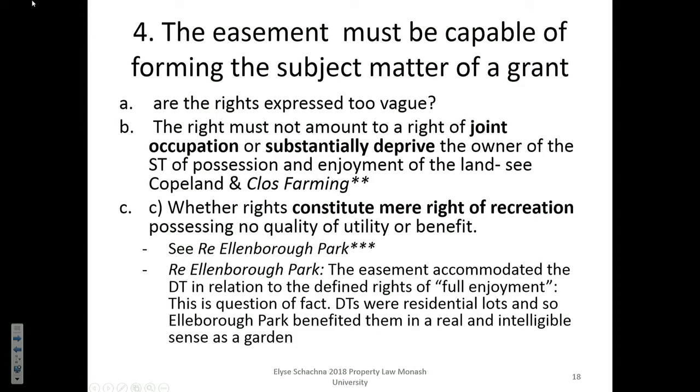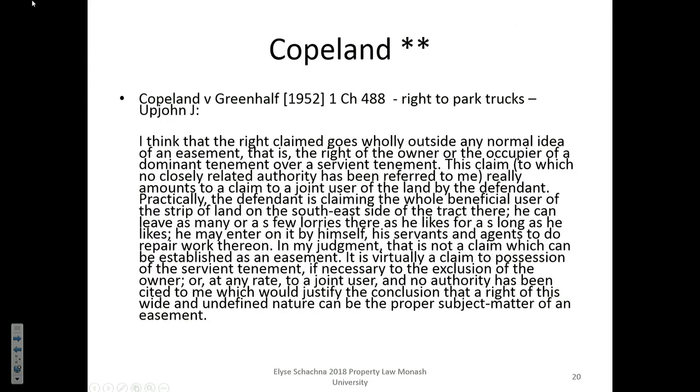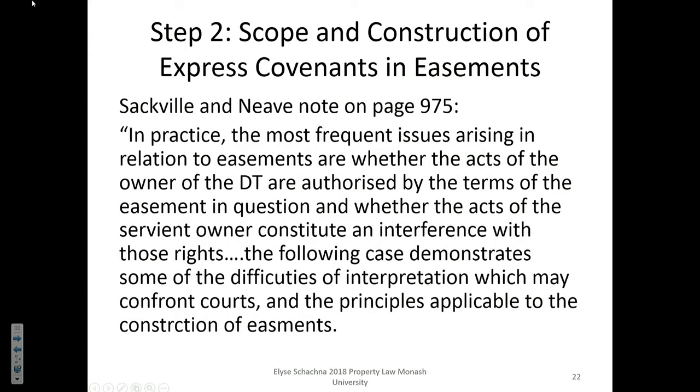And with element 4, the easement being capable of forming the subject matter of the grant, work through those 3 points. Are the rights expressed too wide or vague? Is it amounting to a right of joint occupation? Is it a right that constitutes a mere right of recreation, possessing no quality of utility or benefit? And if you can't satisfy even one of these, it fails. All 3 need to be satisfied. So they're the 4 requirements for an easement. But we don't just stop there. We need to also focus on scope.